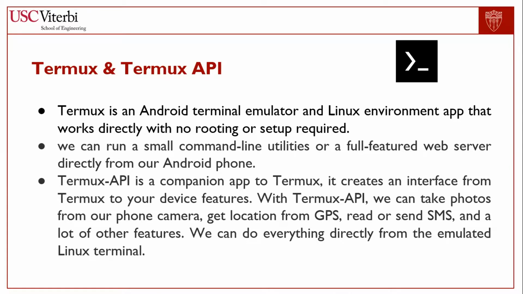Termux API is a common companion app to Termux. It creates an interface from Termux to your device features. With Termux API, we can take photos from our phone camera, get location from GPS, read or send SMS, and a lot of other features. We can do everything directly from the emulated Linux terminal.